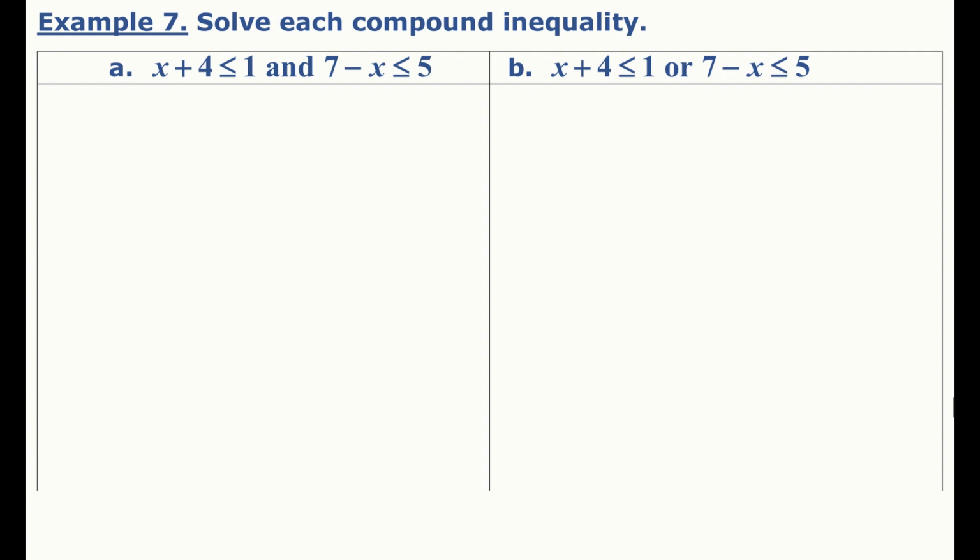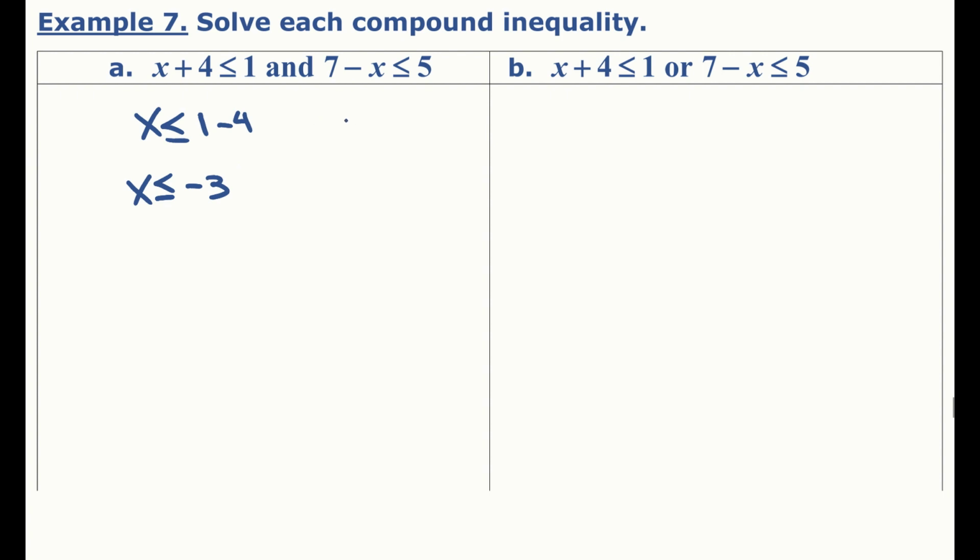So we have x is less than or equal to 1, which is going to stay on the right side. We'll move the 4 over so it becomes -4, just as with equations, change sides, change signs. So we get x less than or equal to -3.